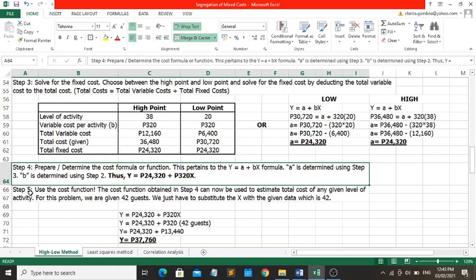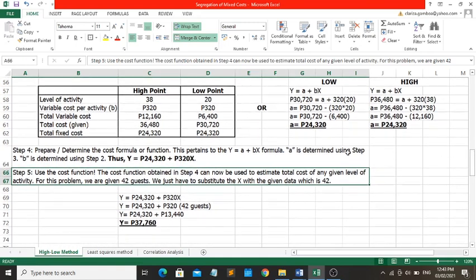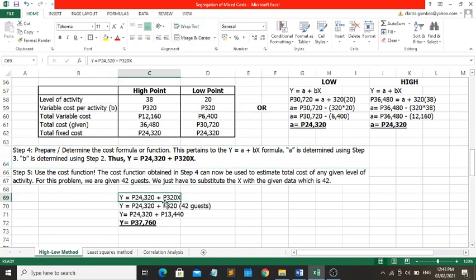Okay? So, number 3 question, kung 42 daw yung guest na inadmit nila, magkano ang magiging total cost nila. So, dito, magagamit na natin yung cost formula or cost function na nagawa natin. Okay? Or na-determine natin. So, we have y equals 24,320 plus 320x. Ito yon. Yung nagawa natin based doon sa pag-compute natin ng value ng variable cost at fixed cost.